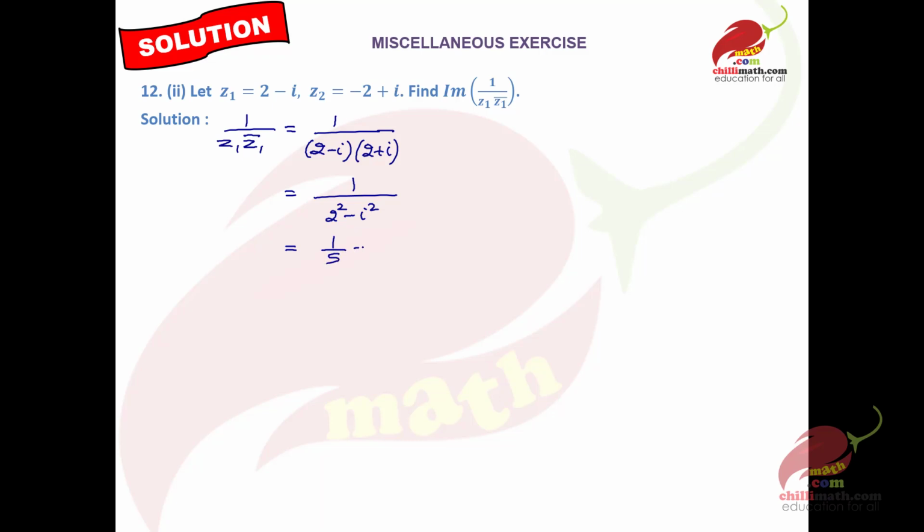In standard form we can write plus 0 iota. We need imaginary part of this, so its imaginary part is equal to 0. That's your answer.